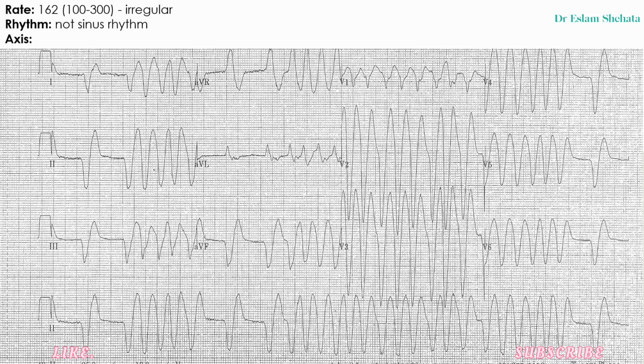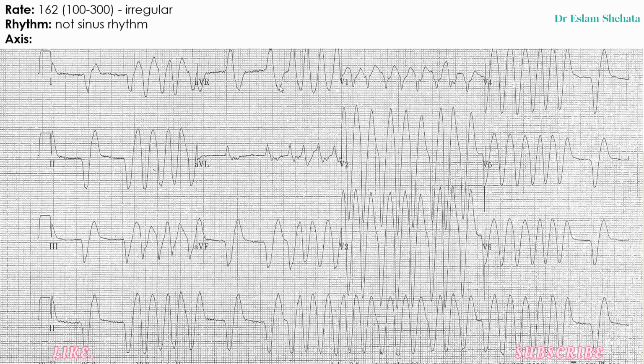Alright, so it's a tachycardia. It's a wide complex tachycardia. The rate is about 162, although it ranges from 100 to 300. It's irregular, and it's clearly not sinus rhythm. Okay, there are no P waves. We can't see a P wave, upright in lead 2, inverted in AVR.